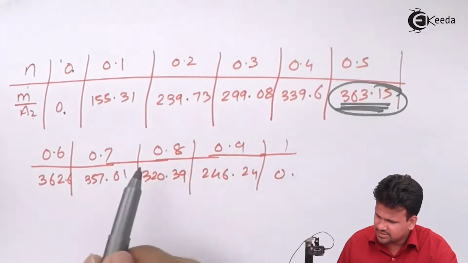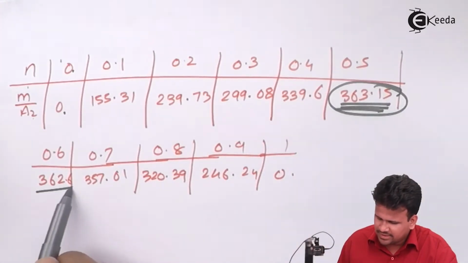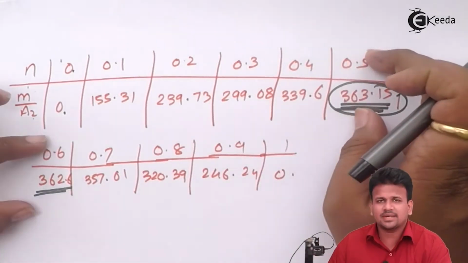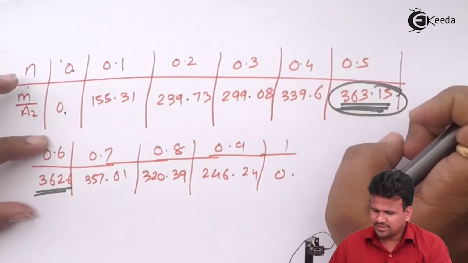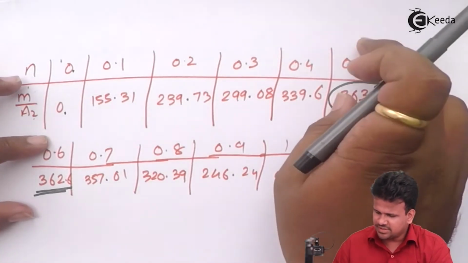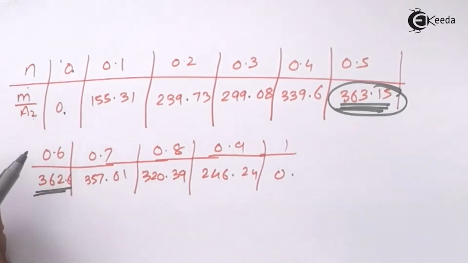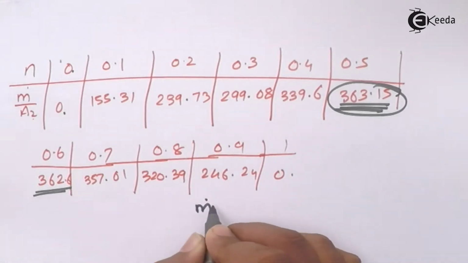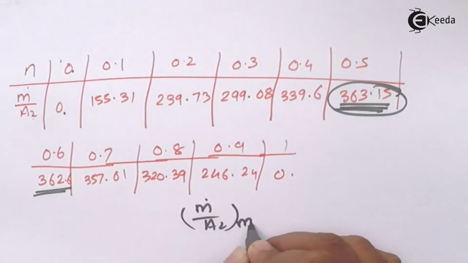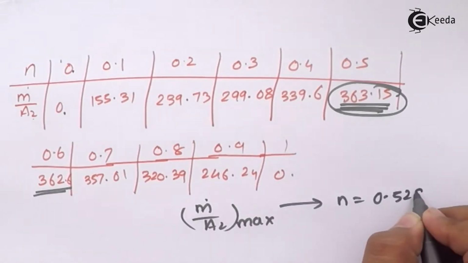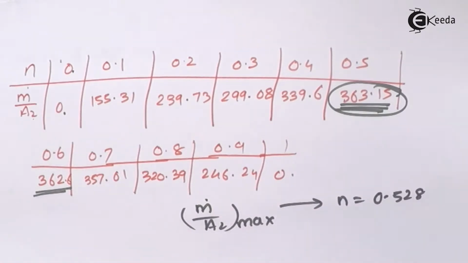So on and so forth, if we go on, we can see the maximum mass flow rate is 0.632, then 0.363, and the next maximum is 0.362. So in this range the mass flow rate is maximum. If we still increase the range between 0.5 and 0.6, then we get the maximum m dot upon A2 at n equal to 0.528, which we have already seen.